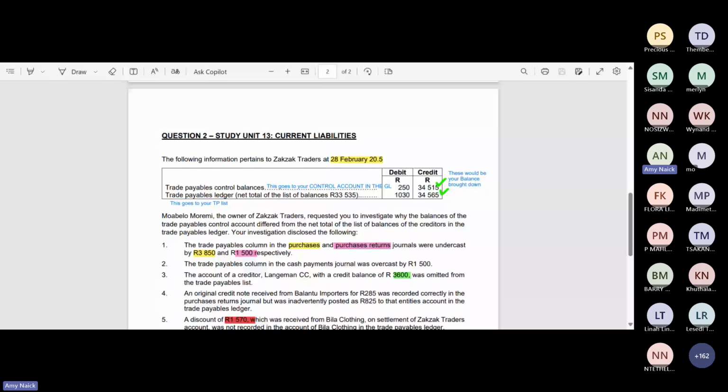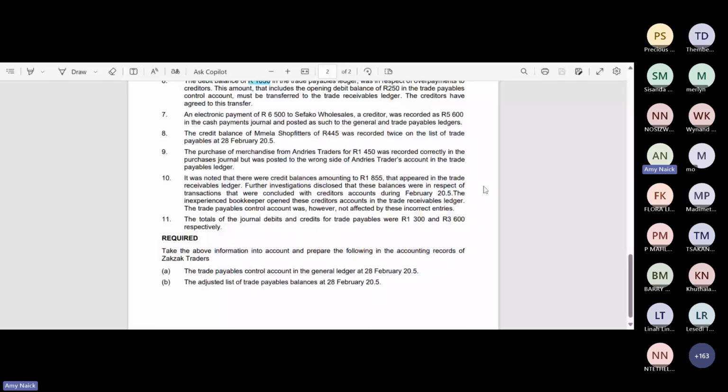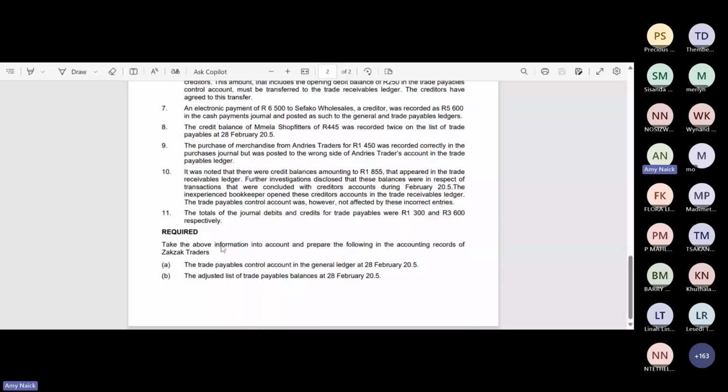Thank you. Okay, cool. So you'll see they talk about the trade payables control balances. They give us a debit balance and a credit balance, and then they give us this trade payables ledger. So automatically, when you see a question like this, guys, please make note of which financial period you're looking at. And also these balances are important, because if you go to the required, obviously we're jumping a few steps ahead, but they say take the above information into account and prepare the following in the accounting records of Zac Traders: the trade payables control account in the general ledger.